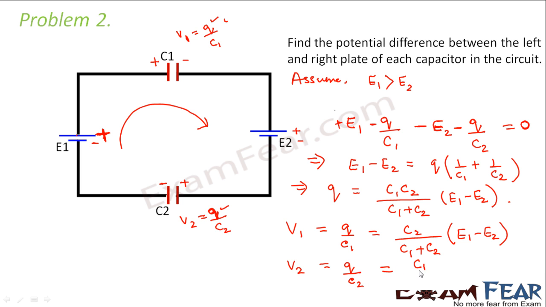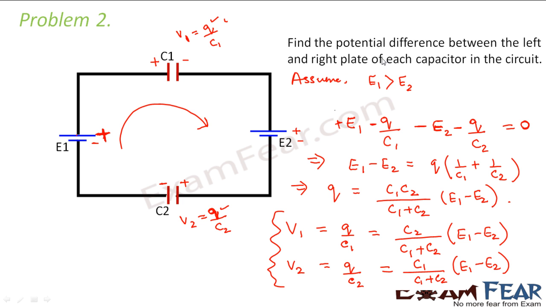So that comes out to be C1 divided by C1 plus C2 into E1 minus E2. So these are the values of the potential differences between the left and the right plates of both the capacitors, right? Now friends, I told you in the previous slide that we can assume any direction. Now you must be thinking, how can I get the same result if I assume the charge flow in the opposite direction?